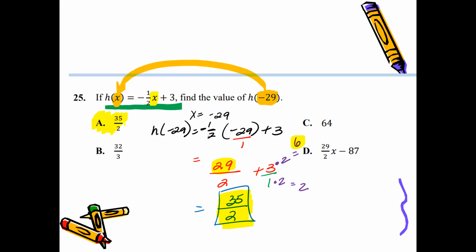So your answer is a 35 over 2, and that is your answer.